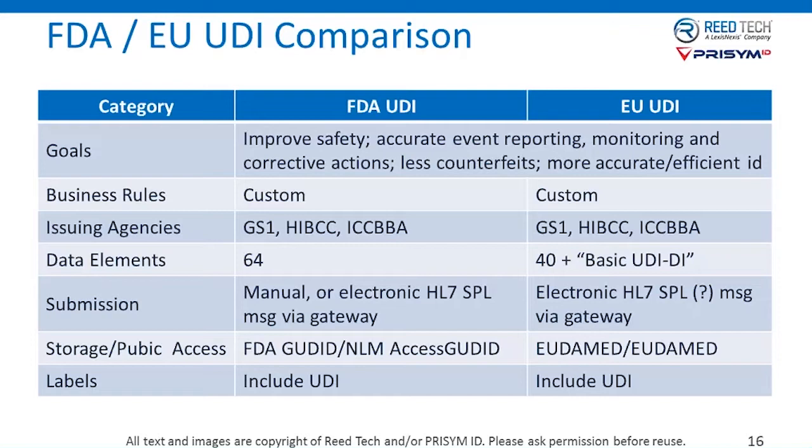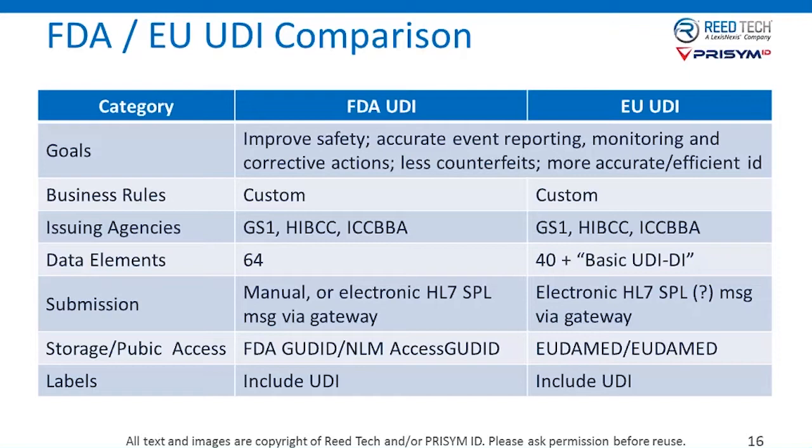There's a number of custom business rules. Surprisingly, there are a lot that are shared, and again, that kind of flows down from the fact that both have, in concept, bought into the IMDRF guidelines. At this point, issuing agencies are the same, so the GS1, HIBCC, and ICCBBA are all issuing agencies or entities, as it's referred to in the EU guidance. Data elements, there's 64 data elements that are recorded in the database. At the FDA, the FDA GUDID has a number of those attributes along with the device identifier.